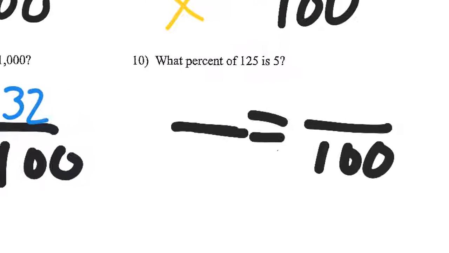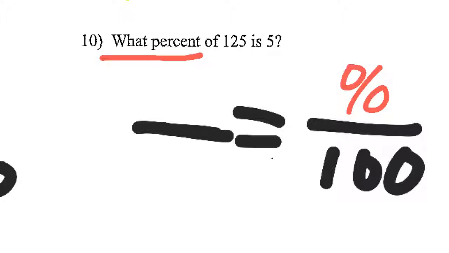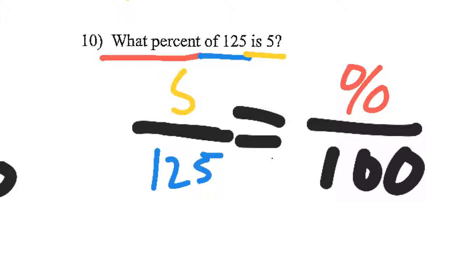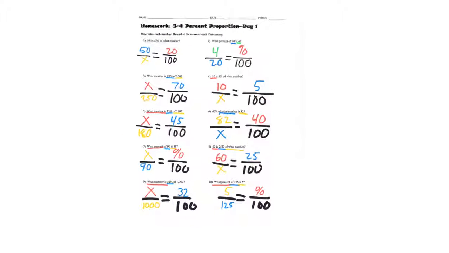And finally, number 10 says what percent of, meaning we are looking for the percent. What percent? This is the thing that we want to find out. Of 125 being our whole. It says is 5. That's our part. So is over of. These are pretty much completely set up for you guys. All you have to do is cross multiply, divide by the lonely guy.